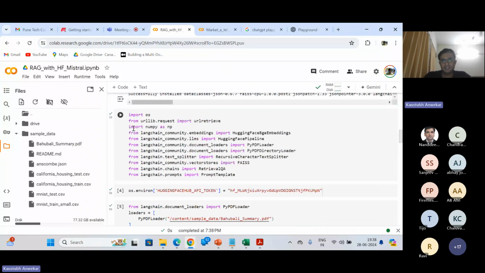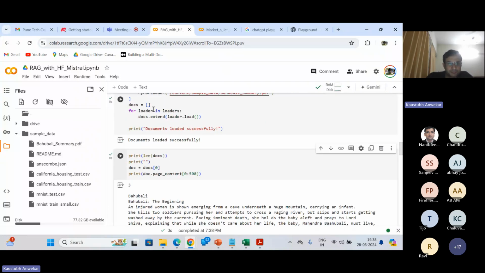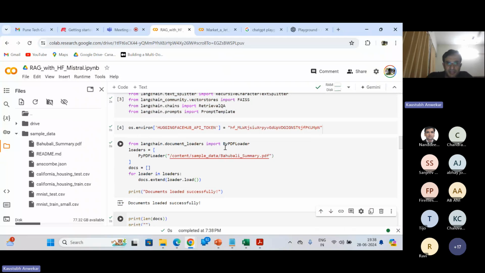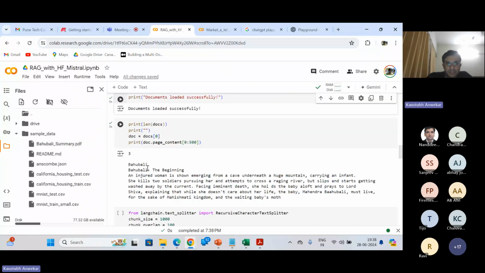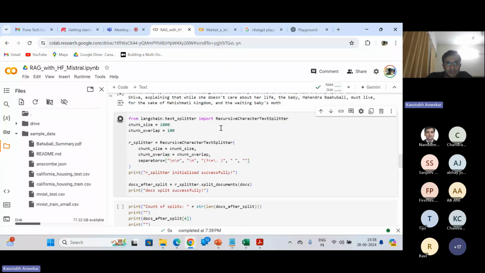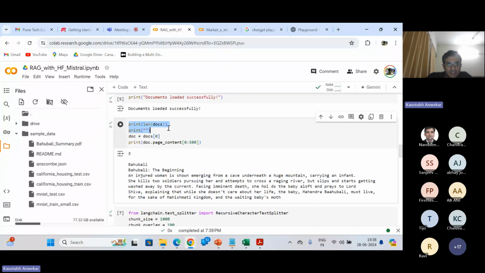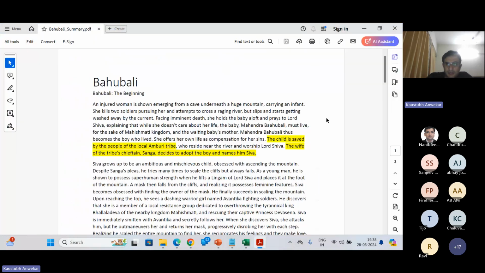Okay, so here I imported all these libraries. I initiated the Hugging Face API. Then through PDF loader, which is one of the libraries in Python, and LangChain, a library in Python which allows me to do the RAG, I have uploaded this file, Bahubali summary. I just try to see what is the content within this. Now here I'm trying to chunk the content. There were about 3 pages. See, length of documents is 3.